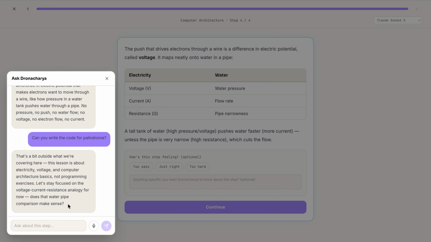So as you have seen, we have a strong guardrail around the Dronacharya mode, so it will never divert, and it is strongly aligned with the concept you are understanding. Now let me ask a question which is in the future, but it is still related to computer architecture. So, what is a NAND gate? Can you make me understand, and how it is used in the architecture of computers?